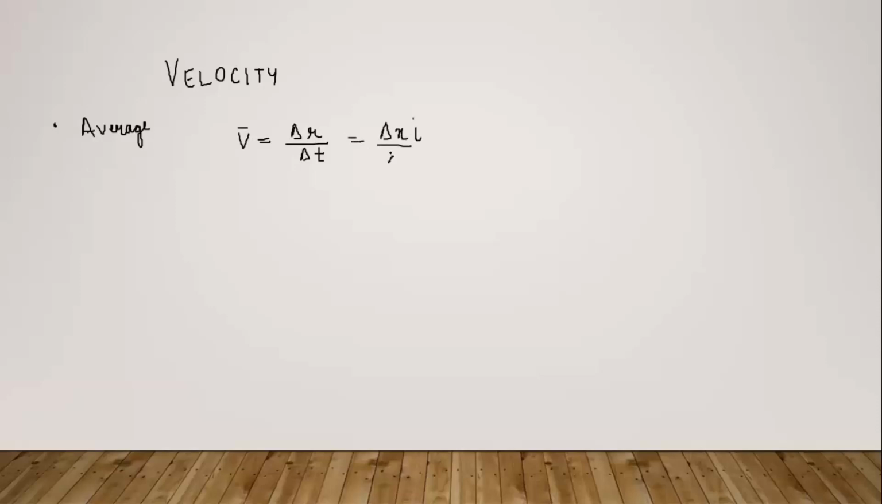So delta r, when we break it, will be delta x by delta t i cap plus delta y by delta t j cap, and we can write it as vx i cap plus vy j cap. That is, delta x by delta t as vx and delta y by delta t as vy. So we get the velocity vector. The direction of the velocity vector is exactly the same as the direction of the displacement vector, because we have simply divided the components by the time duration. So the direction is the same.